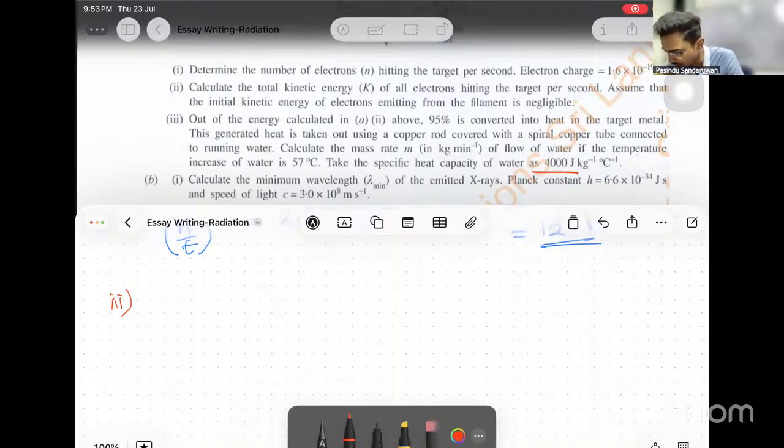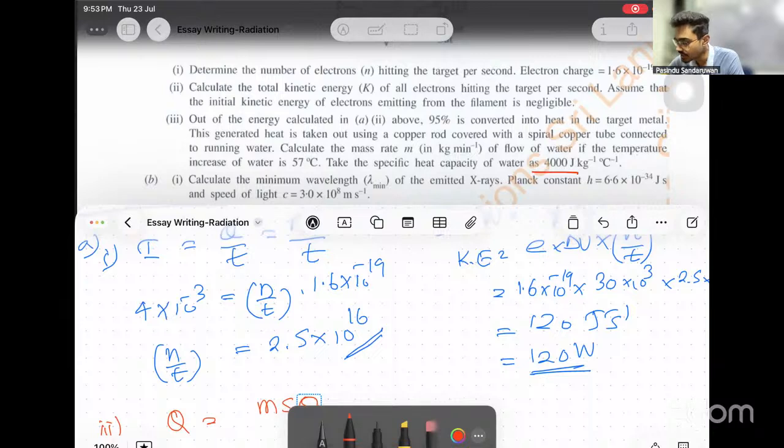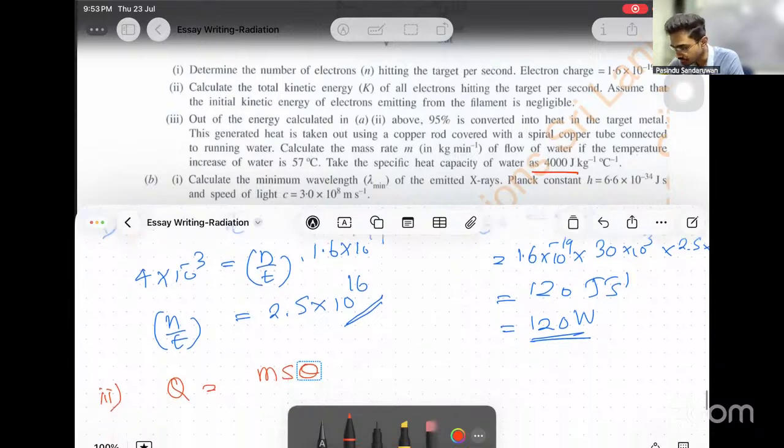Then Q equals m s theta. Simple as that. Then if you need this per second, since I have the value of power per second, even though this is kinetic energy, this is actually energy per second.